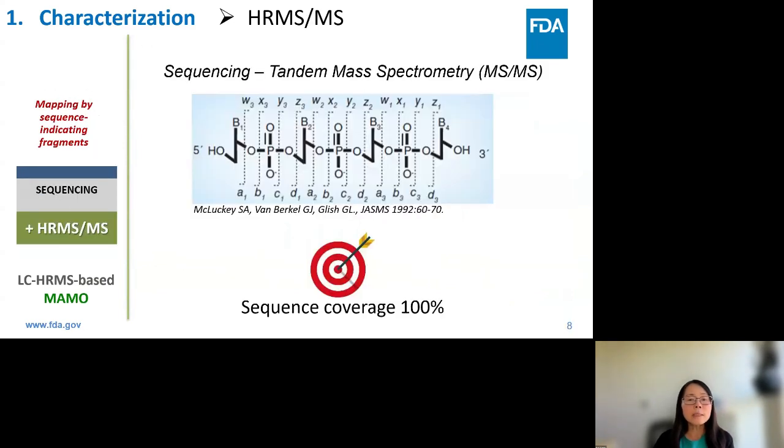And additionally, with the feasible MS-MS capability, this platform can also add the sequence confirmation by mapping the sequence using sequence indicating fragments. Those fragments are formed during tandem MS by cleaving the internucleotide linkages as shown here. However, to target a 100% sequence coverage, it requires sufficient fragmentation efficiency, which can be challenging in some cases.